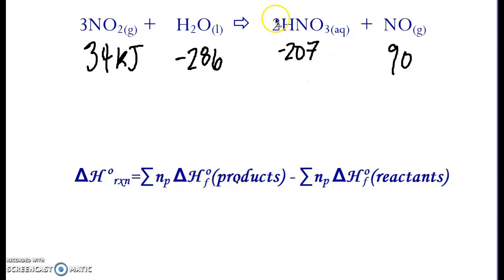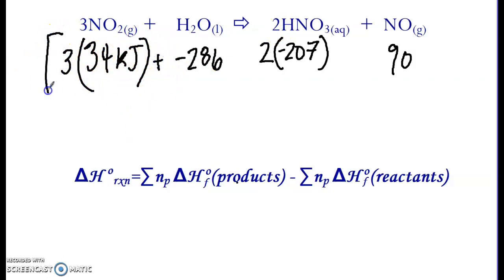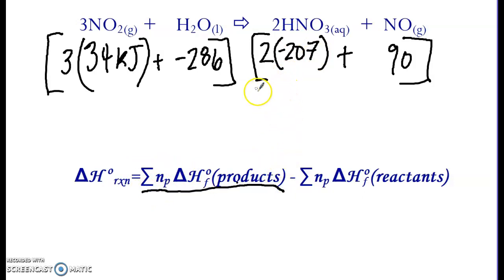Now we have two products, and one of them has moles. So what we have to do is distribute this molar. We'll multiply these by 3. We're going to add this side together. Multiply that by 2, the molar, 1 mole. We'll add this side together. What I want you to notice is that this is the sum of all the products.